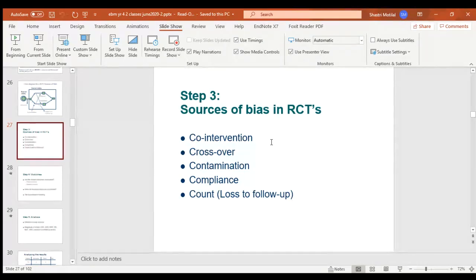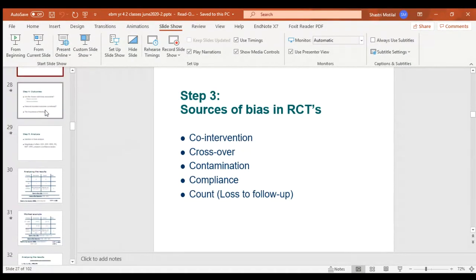There's a problem there because if you only look at the people who came back, who got relief, it's going to make the treatment look much better than it actually is. So these are some of the biases that you should just be aware of for RCTs, for randomized controlled trials.